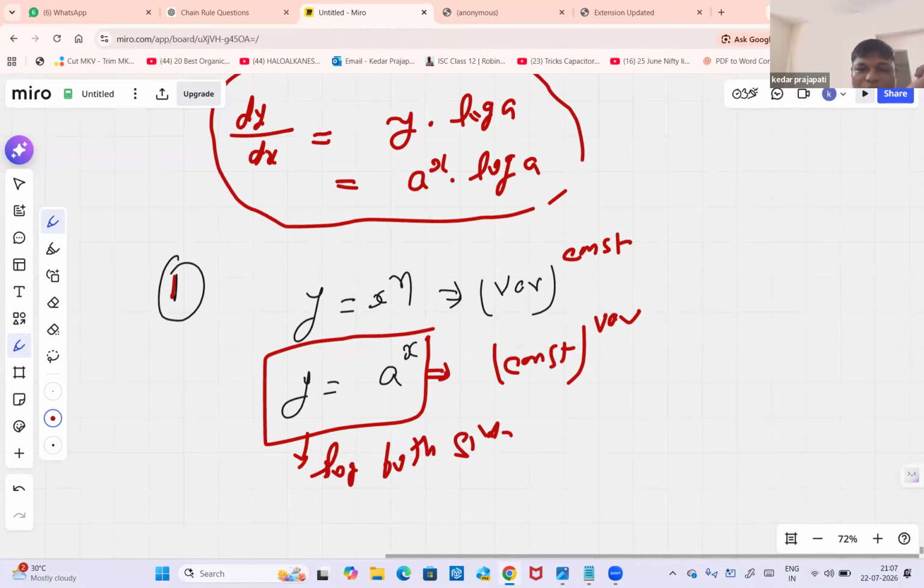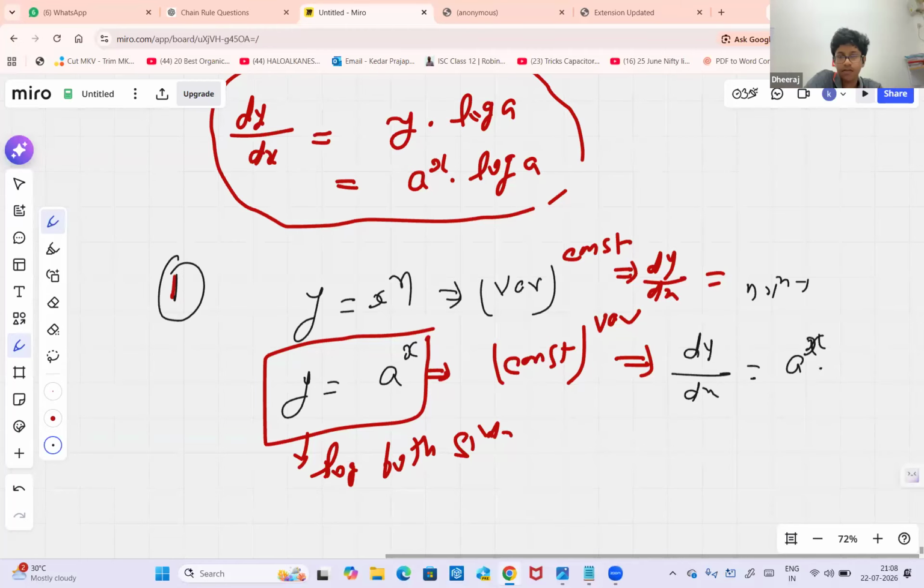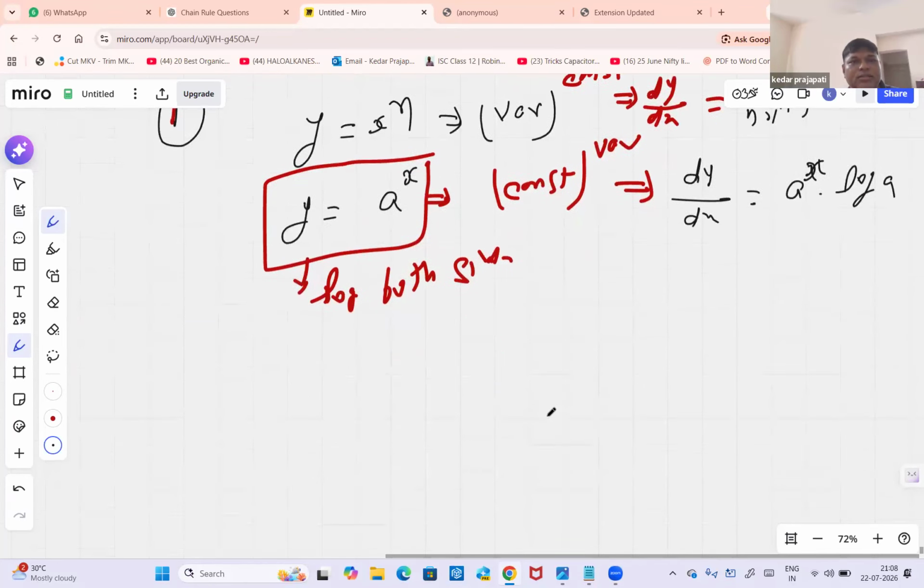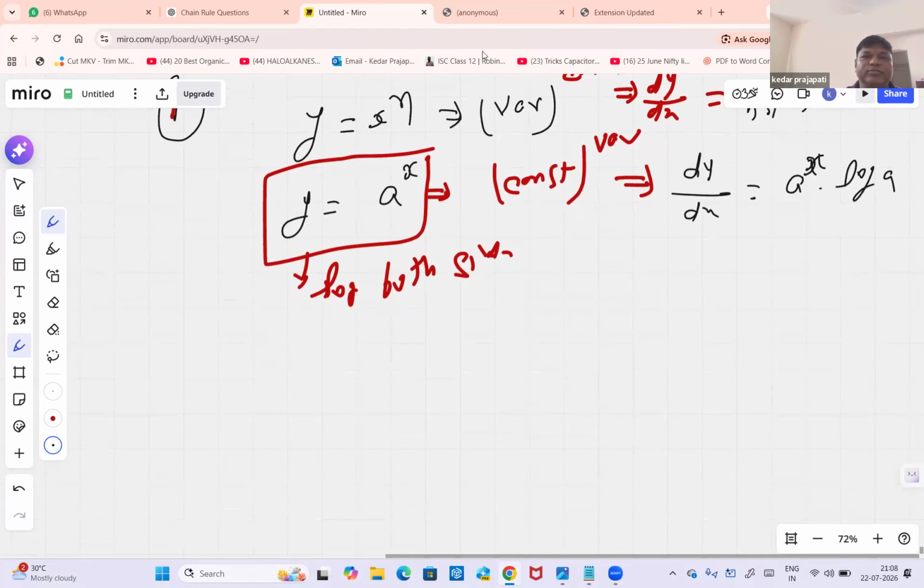Now we know what will be this differentiation. dy by dx for this is n x to power n minus 1, and dy by dx of a to power x is a to power x and log a. Very important formulas. Now let us do some questions from here.